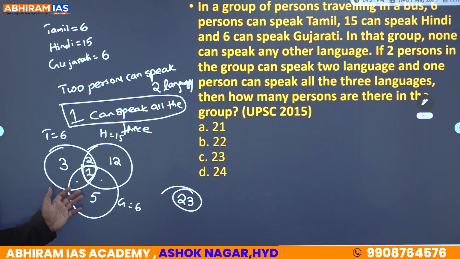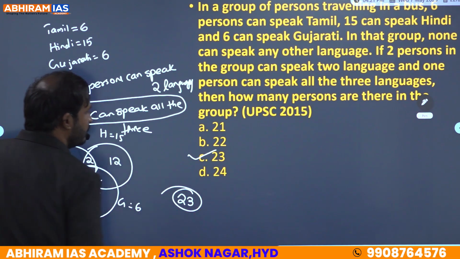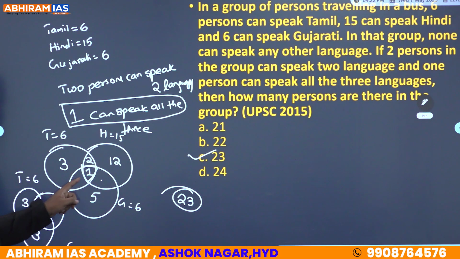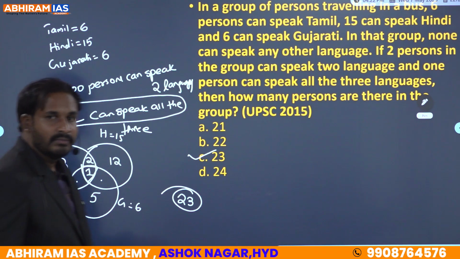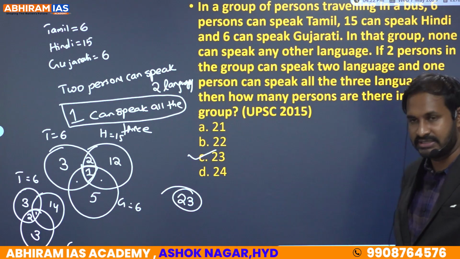Now see here students, these 2 can be shuffled wherever you want. Wherever you shift it, the answer remains the same. For example, if you take 2 here, then Tamil total is 6, it remains 3. Then Hindi total is 15, it remains 14. Here total is 6, so here it becomes 3. Then 3 plus 2, 5; 5 plus 2, 8; 8 plus 1, 9; 9 plus 14, 23. Anyway, you will get the same number of persons, 23. You can write that 2 here, here or here, wherever you want, but we will get the same answer. Only 2 people can speak 2 languages. So this is the case.